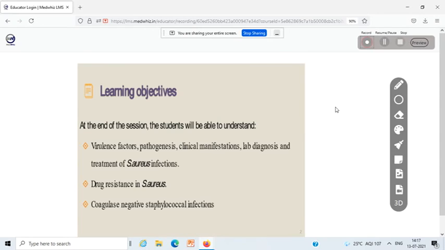Definitely, you have this in practicals. There is one exercise based on staphylococcal infections.